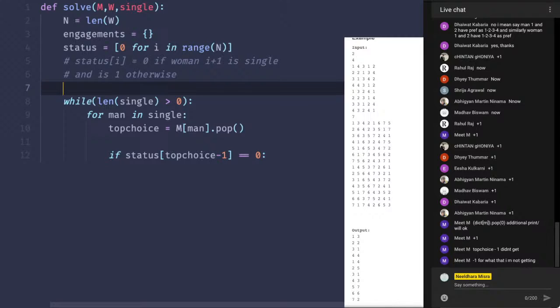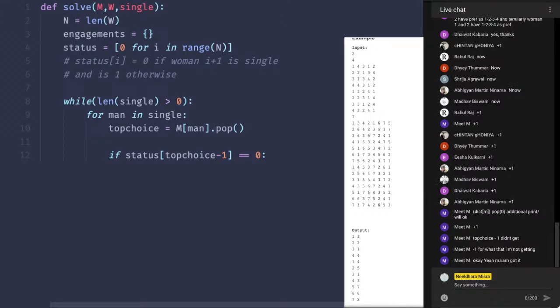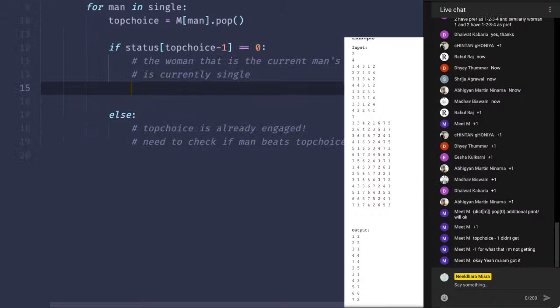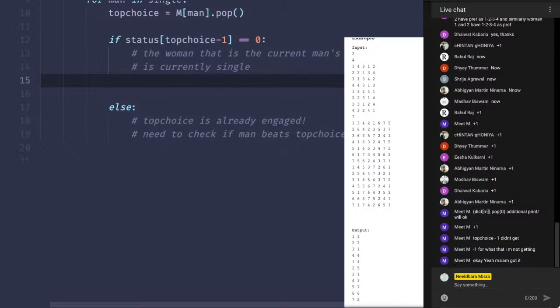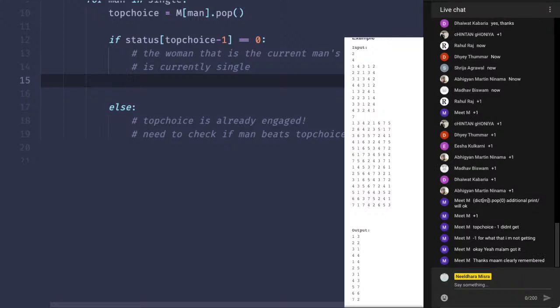And as I said, any suggestions in the chat would be very welcome. But in the interest of time, let me go ahead and make the updates here. So here we are in the situation that the woman is single, so this engagement should easily go through, right? So what do we do? Okay, thanks for the confirmation, Meet.